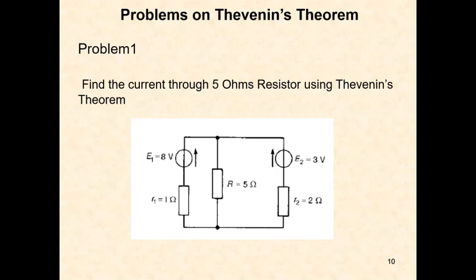Now I am going to explain Thevenin's theorem with the help of one example. Find the current through the 5 ohm resistor using Thevenin's theorem. It is a simple circuit. Here two voltage sources are there. E1 is equal to 8 volts. E2 is equal to 3 volts.